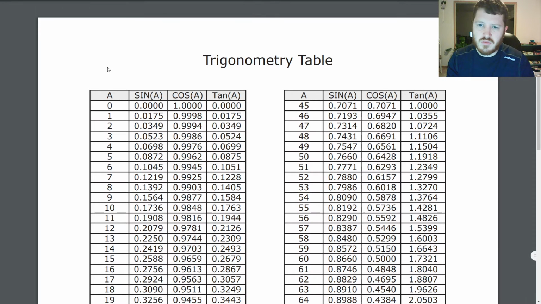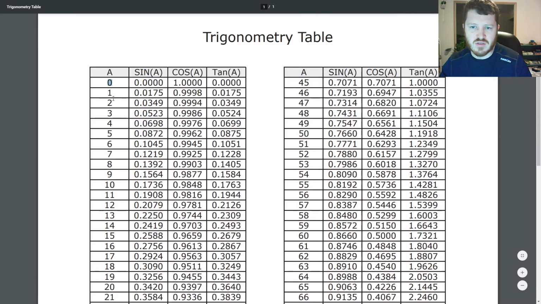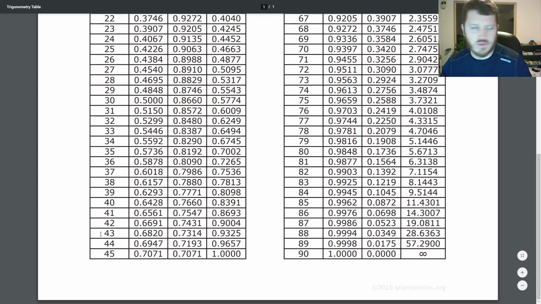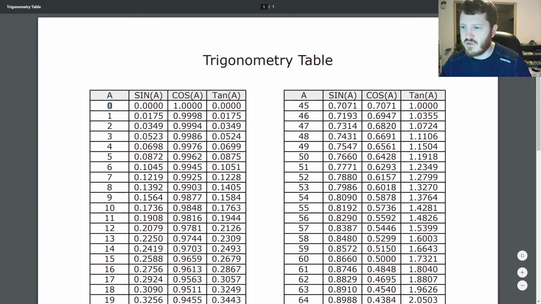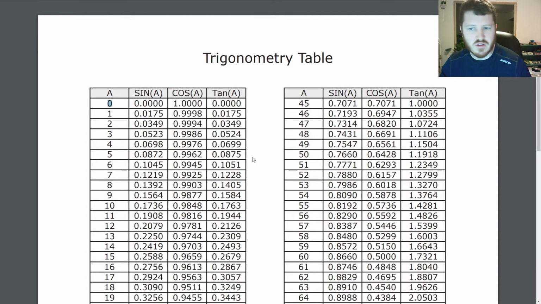In this column, we have all of the different possible angles from 0 to 45, and then over here we have from 45 to 90. So they've made all of the possible angles, and then we have sine, cosine, which we're going to look at in the next lesson. But for this lesson, we're just talking about the tangent ratio. So this is the angle, and this is the tangent ratio.